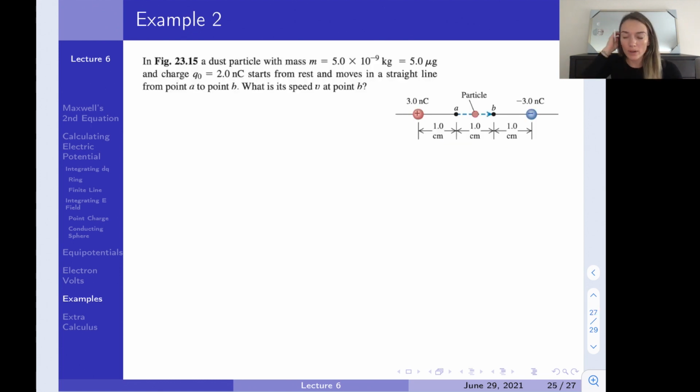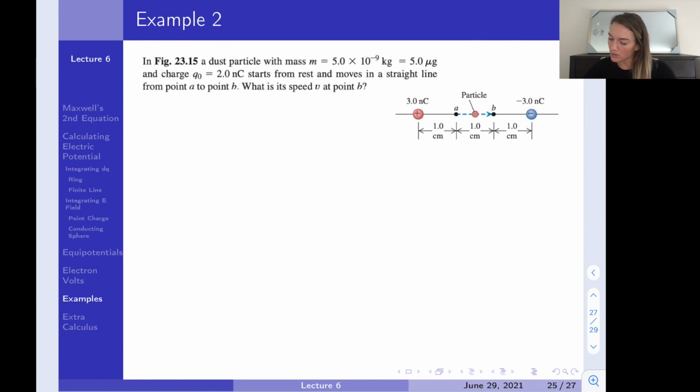Okay, so let's do one more example. So here we have a dust particle with mass 5 times 10 to the negative 9 kilograms, which is 5 micrograms, and a charge of 2 nanocoulombs.